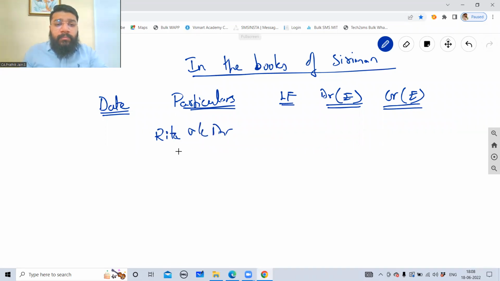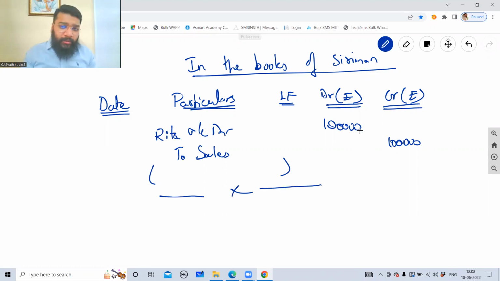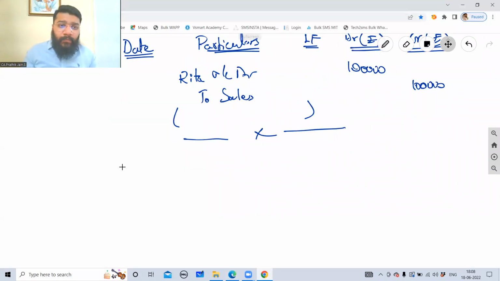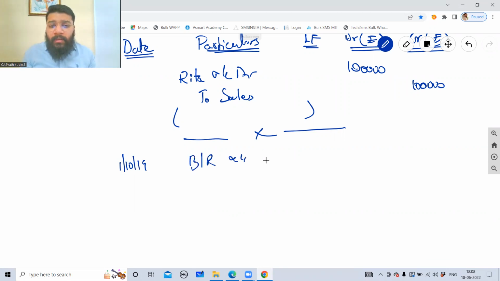Rita account debit to sales for 1 lakh. This is not required, only for your knowledge. Now the bill has been drawn on a particular date, but that is not given, whereas the acceptance date is given. And for the bill, we want only the acceptance date. So on 1/10/2019, the bill was drawn. So a new asset is created and the old asset is to be closed by giving a credit. 1 lakh.